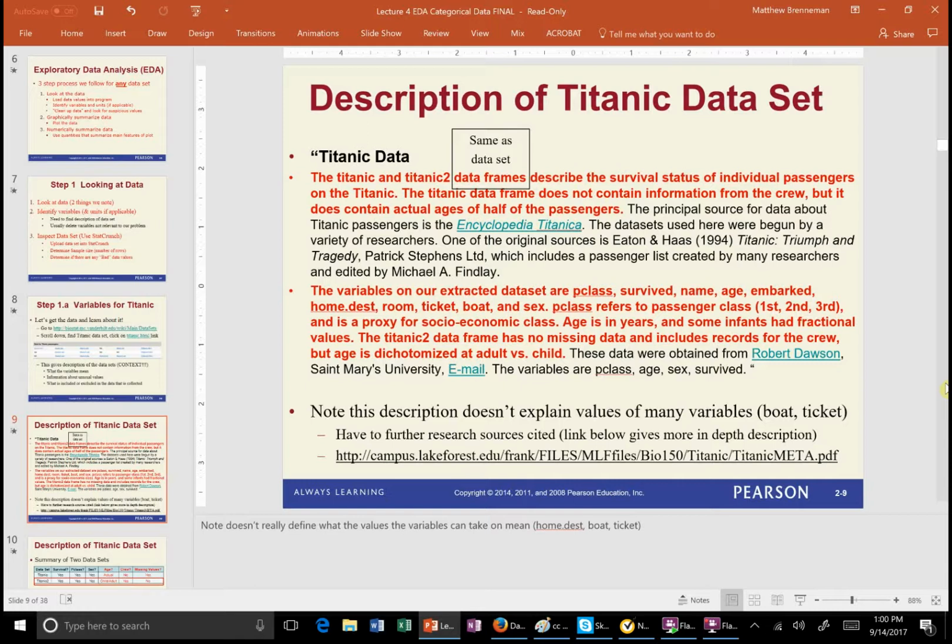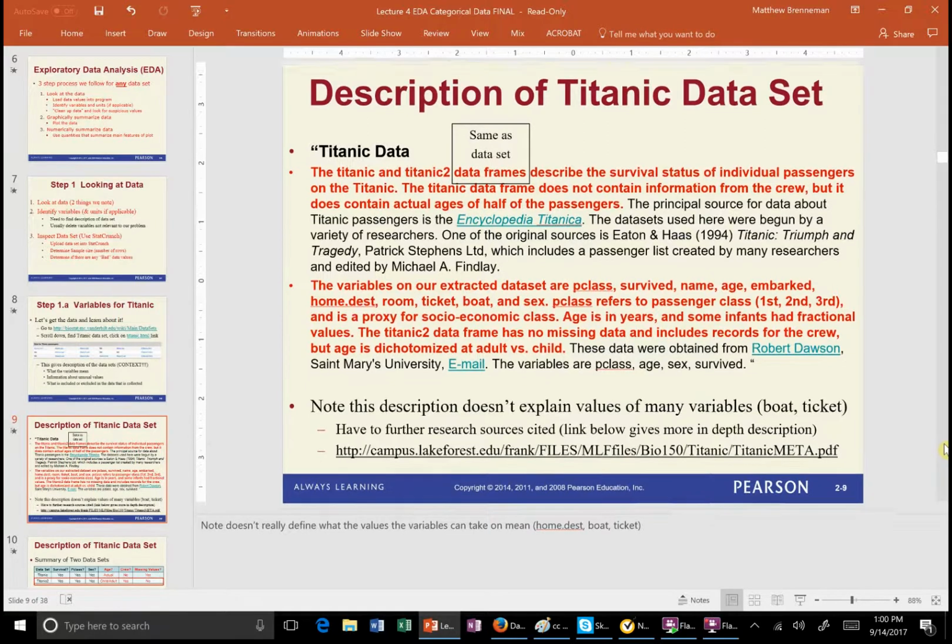These data values are obtained from this person, there's the email, and those are the variables. Notice it doesn't describe a lot of the variables. Okay, boat, embark, home dot destination. We can kind of guess what those are, but we don't know exactly what those are. But there's some additional information if you want to read about that. And there's tons of information about Titanic. Okay, it's really very, very well studied.